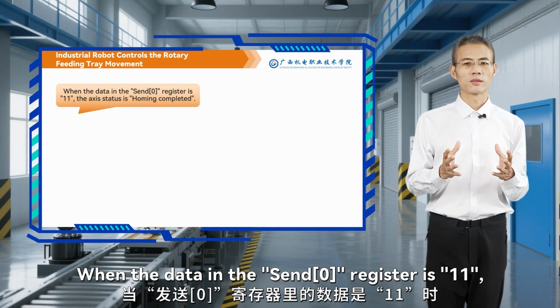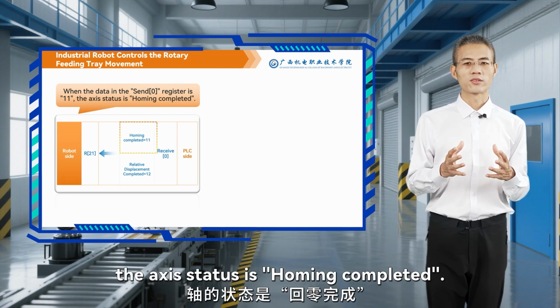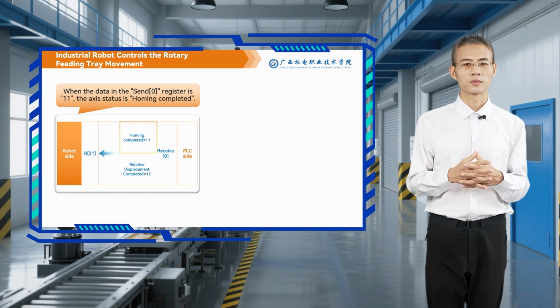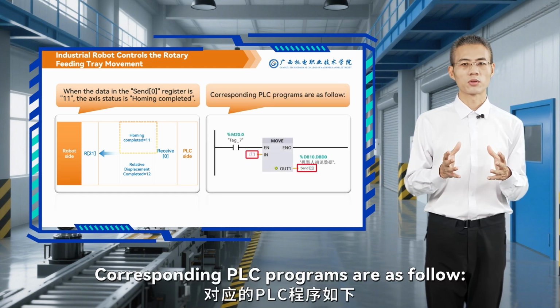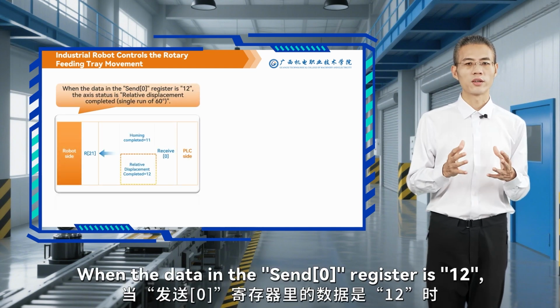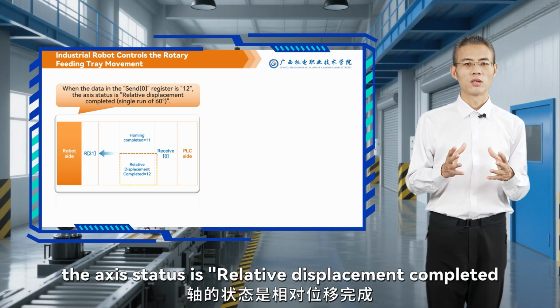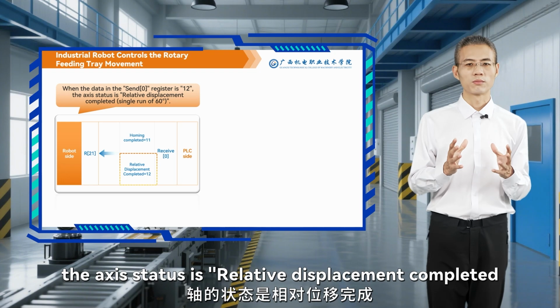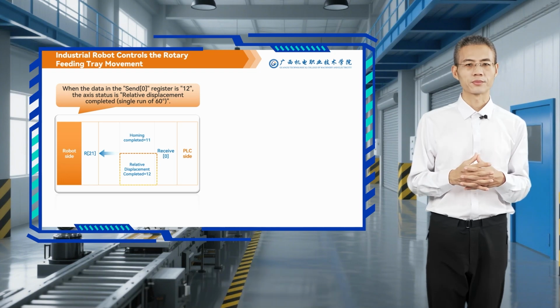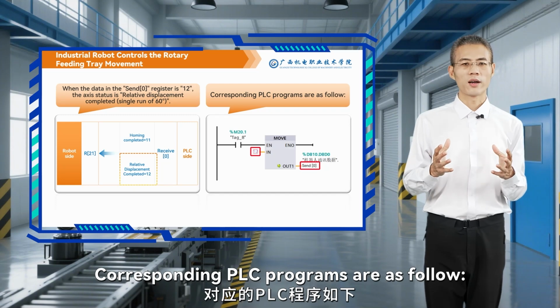When the data in the send 0 register is 11, the axis status is homing completed. Corresponding PLC programs are as follows. When the data in the send 0 register is 12, the axis status is relative displacement completed. Corresponding PLC programs are as follows.